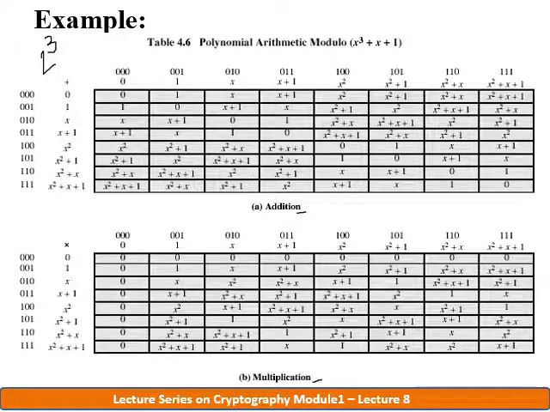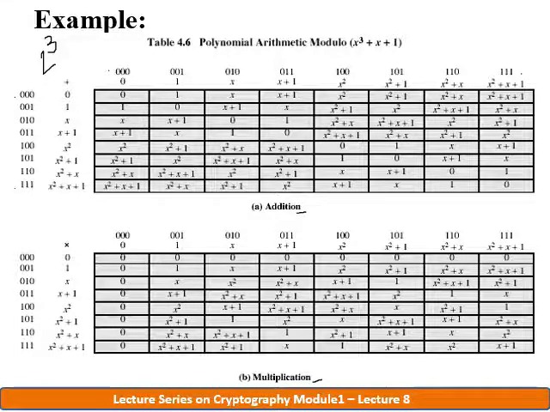2 to the power of 3 means we are having 8 combinations. We start with 000 and we end with 111. Similarly, along the row wise, 000 to 111. What are the 8 different polynomials we are getting? So 000 means it is 0. 001 means it is 1 because x to the power of 0. Then 010 means it is x. Then 011 means x plus 1.